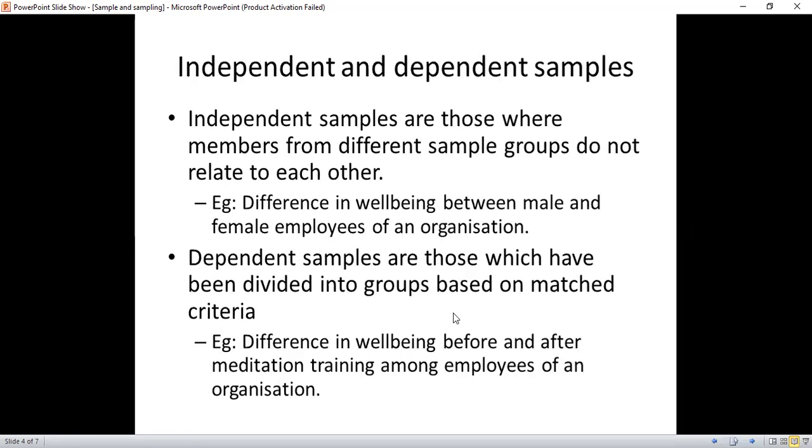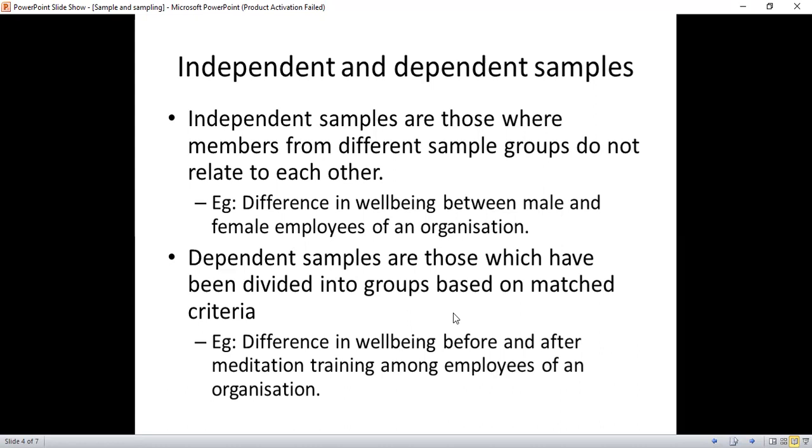There are two types of samples that we can come across: independent and dependent samples. For different types of study, different types of samples might be required. Both independent and dependent samples are important for different types of studies based on the objective of the study. Let's look at what they are.